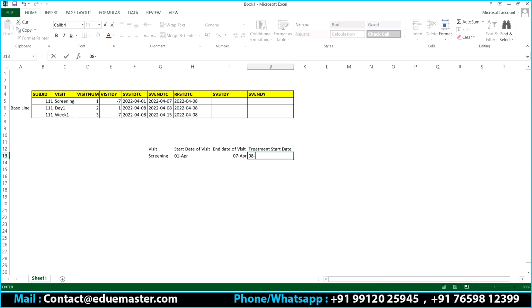Let's say we want to start this treatment on 8th April. So the next day, the patient has come for treatment. That is, day 1 is nothing but the treatment. When the treatment started, 8th April. When the treatment finished, on the same day. So what is the treatment start date? It is going to be 8th April only.